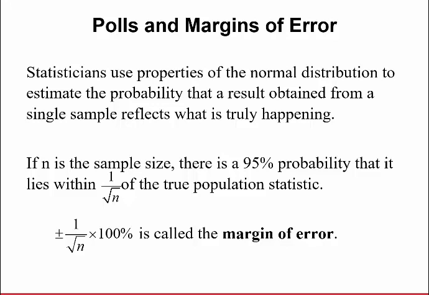If you take a statistics class, you'll dig deeper into why. But polls are never 100% accurate. There's always what we call a margin of error. If n is the sample size, like if you talk to 1,000 people, there is a 95% probability that the value of the population parameter you're trying to estimate lies within 1 divided by the square root of n of the true population statistic. So this plus or minus 1 divided by the square root of n, times 100%, is what we call the margin of error.